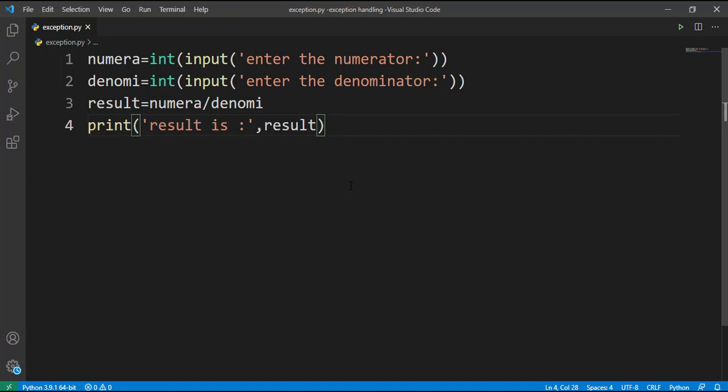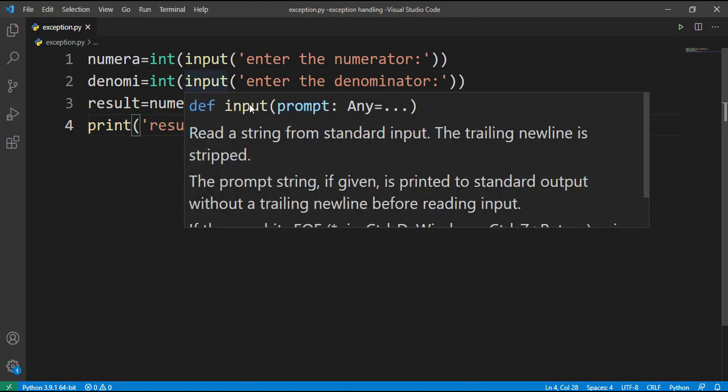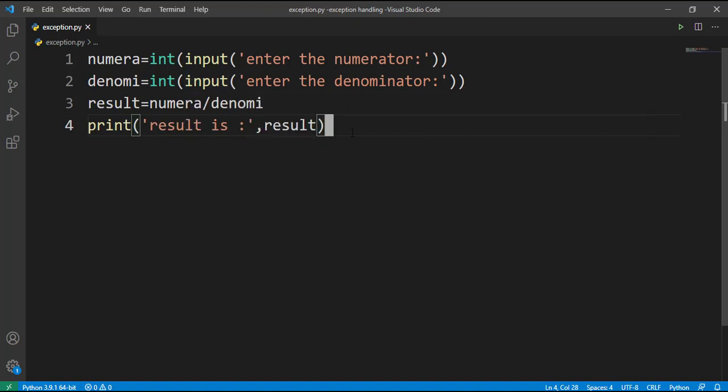Now that we know what errors are and what types of errors we normally get, let's move on to our next topic, why exception handling. Why do we need to handle this exception? What happens when an exception occurs? So let's discuss that. So this is the program we have written to understand exceptions.